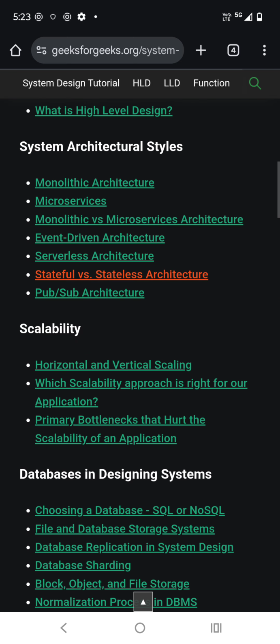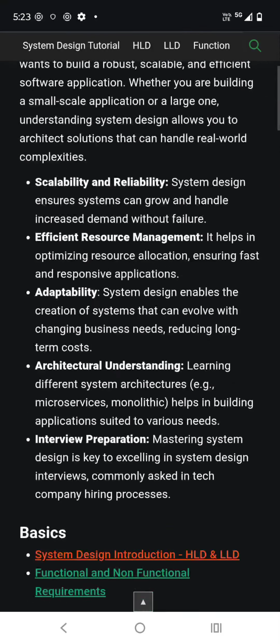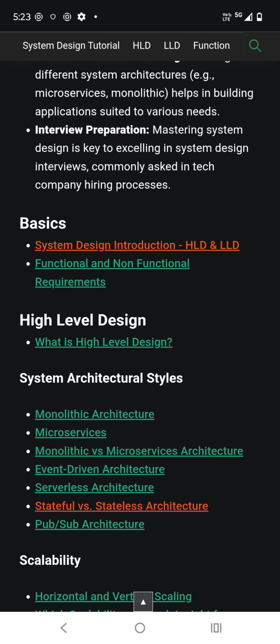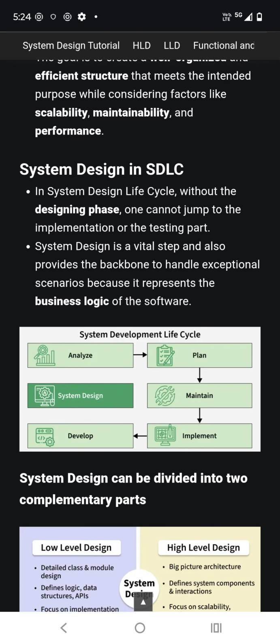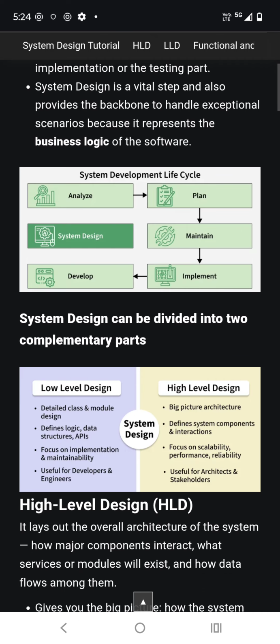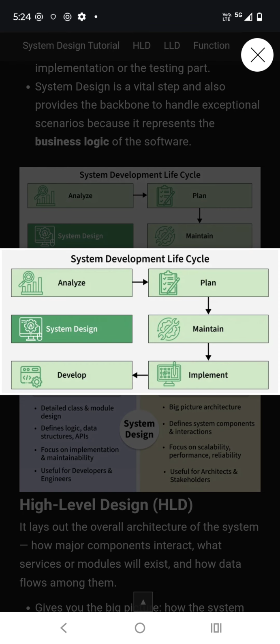So let's go into this and see how we can explore each one. So as I told you, high level system design and low level system design, right? High level design. So before that, SDLC, software development life cycle. We all know that: analyze, plan, maintain, implement, and develop.